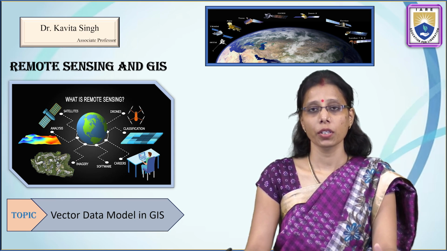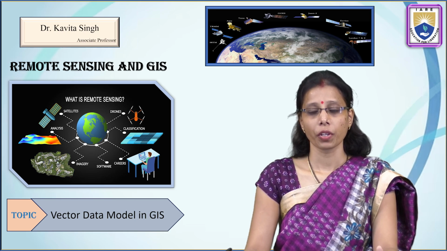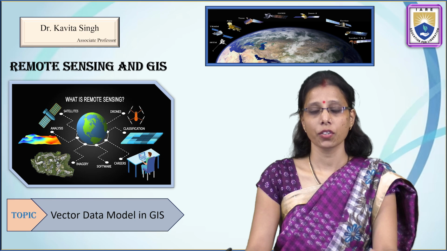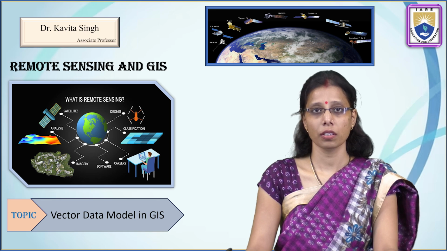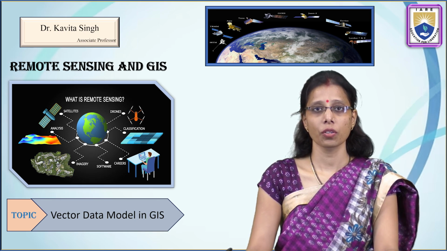Today we are going to discuss a topic called Vector Data Model in GIS. If you remember, in the previous lecture we discussed the raster data model. There are two types of data model in GIS: one is raster, one is vector. The raster data model is the representation of the data in the form of a grid format, and we also discussed different types of models like the grid model, in-grid model, and map model. Today we are going to discuss the vector data model.